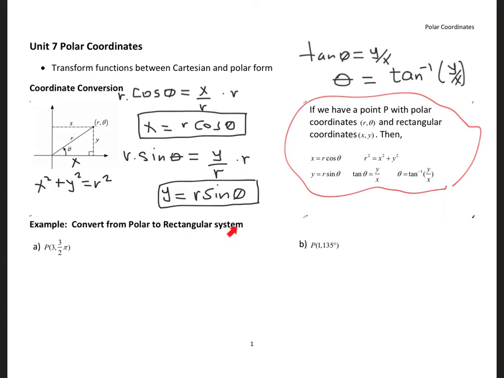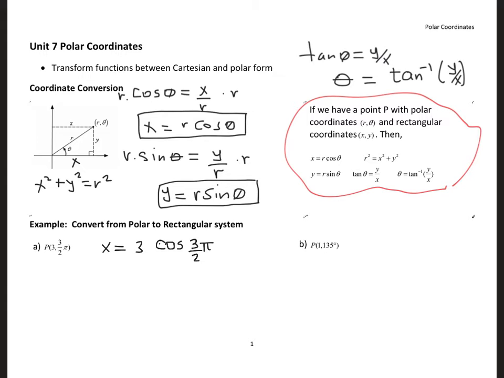Convert from polar to rectangular system. So we have the radius, and I have the angle. So how do I do that? So to get to the rectangular system, I want to get the xy coordinates. And I already have my formulas here. So x is going to be given by radius, which is 3, and cosine of 3 over 2 pi.